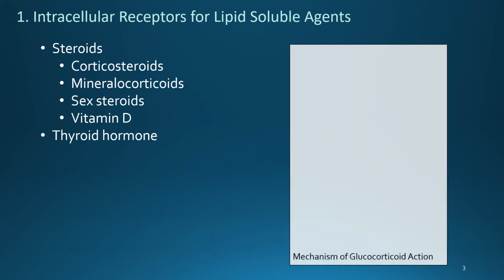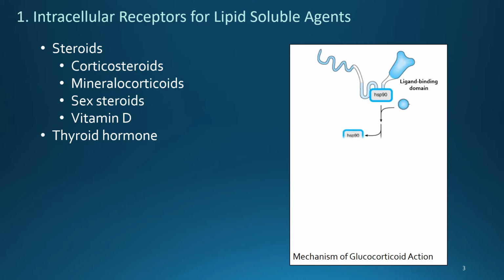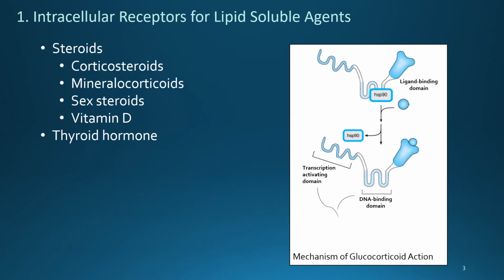As an example, the mechanism of glucocorticoid action is explained. The glucocorticoid receptor has three distinct domains. A heat shock protein, HSP90, binds to the receptor in the absence of hormone and prevents folding into the active conformation of the receptor. Binding of a hormone ligand causes dissociation of HSP90 and permits conversion to the active configuration.